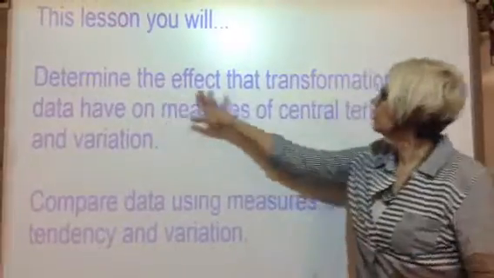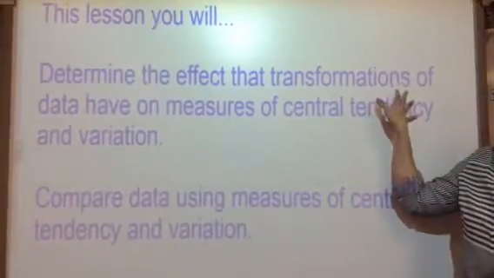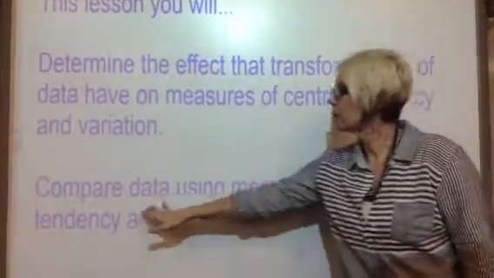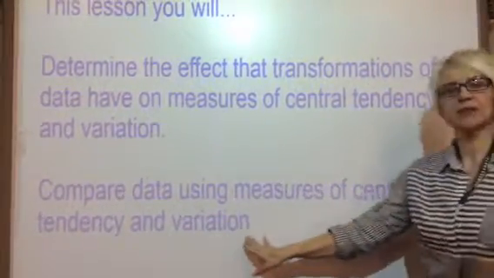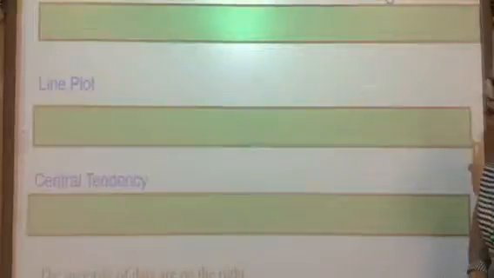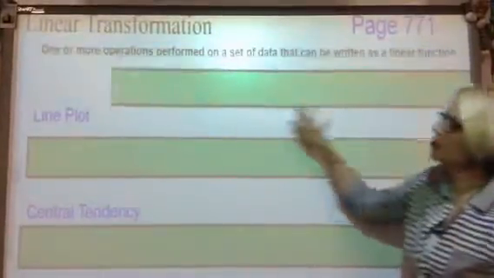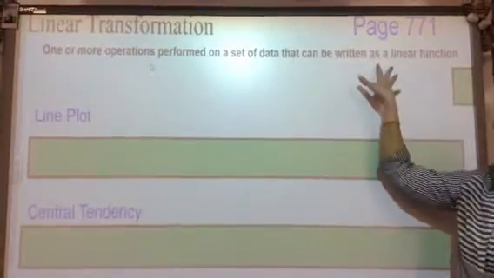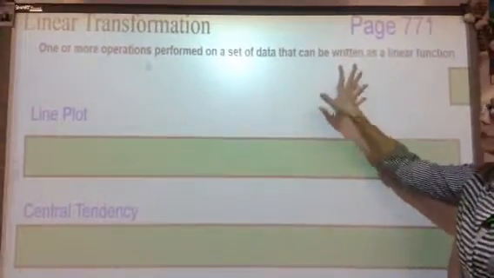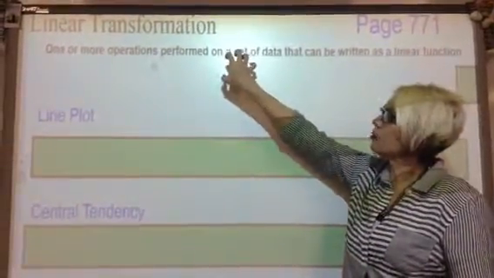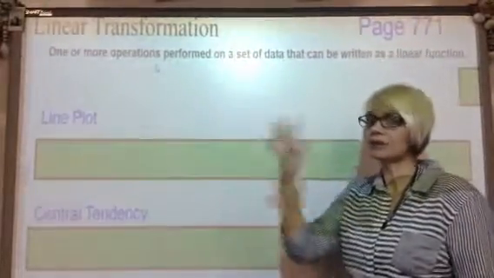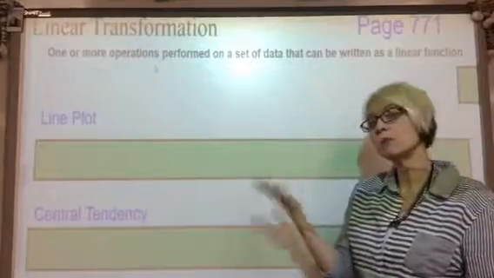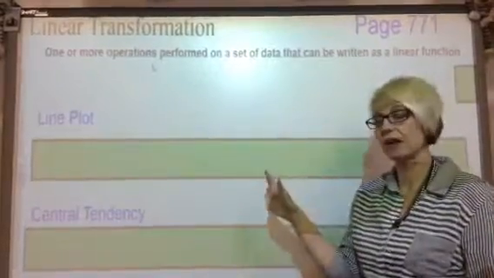In this lesson, you will determine the effect that transformations of data have on measures of central tendency and variation, and we'll compare data using measures of central tendency and variation. So a linear transformation is one or more operations performed on a set of data that can be written as a linear function. And what we're going to do is decide what happens to data if you would add or subtract values to the data, or if you would multiply data values.